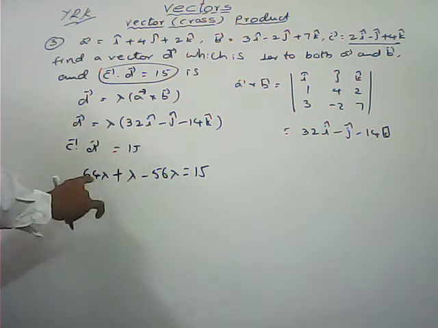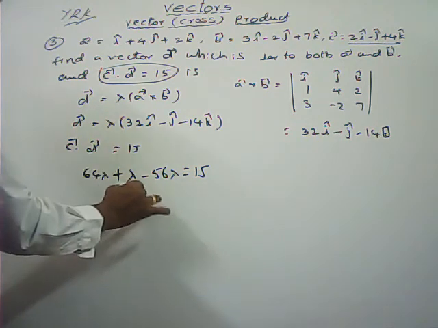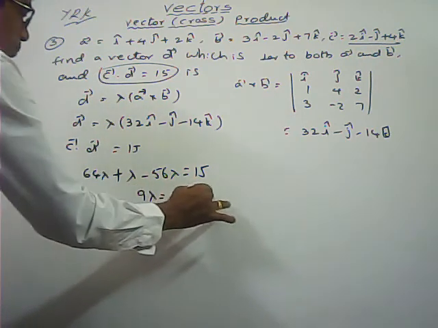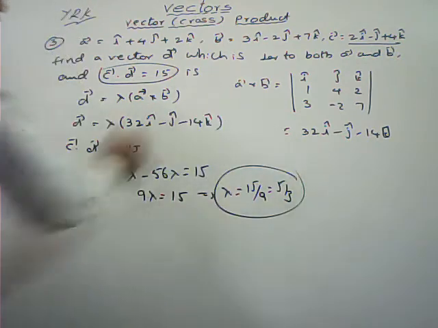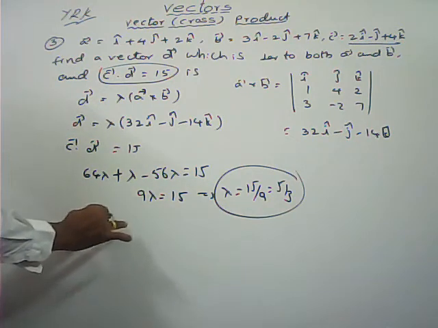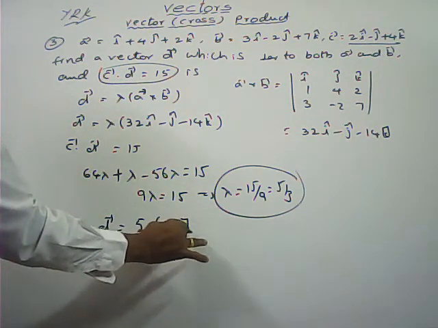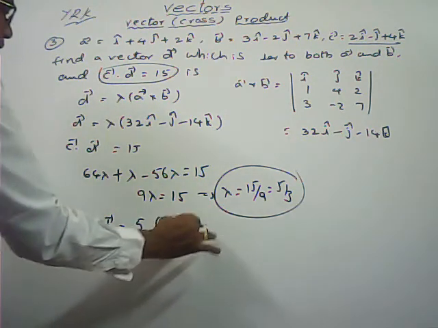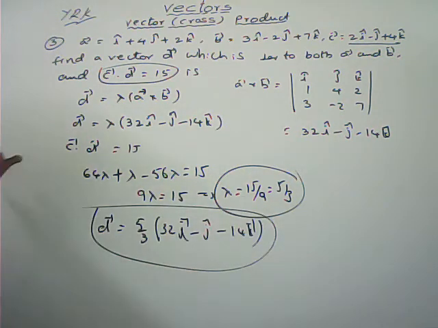So here, how to write 64 plus... so here how much are we getting? 9 lambda is equal to 15. That implies lambda is equal to 15 by 9, which is 5 by 3. Lambda equals 5 by 3. So here we want D bar only: D bar equals 5 by 3 times (32 i cap minus j cap minus 14 k cap). This is the vector D bar.